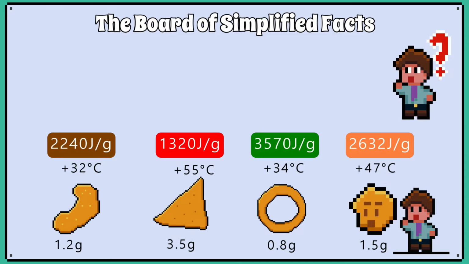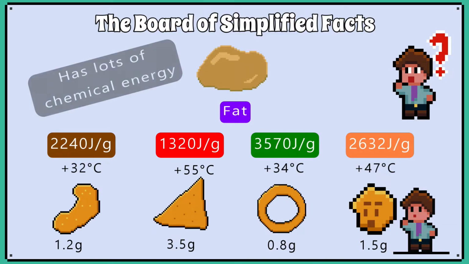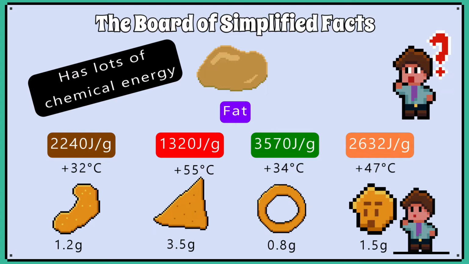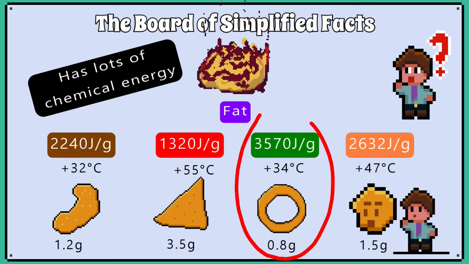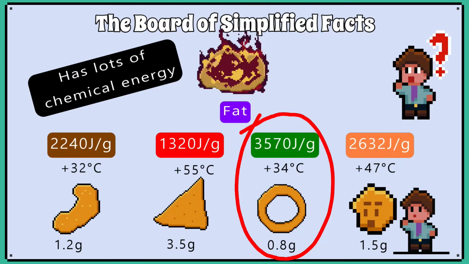Why some crisps have more calories in them compared to other crisps is mainly down to fat content. Fat has a lot of chemical energy compared to carbohydrates and protein, so the crisps with more fat are going to be more energy dense and therefore have the most chemical energy per gram.